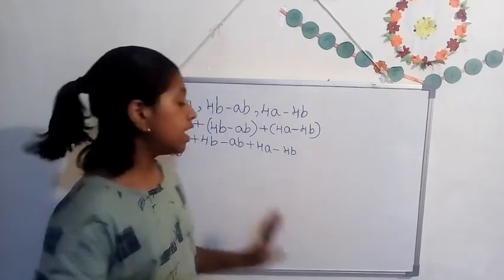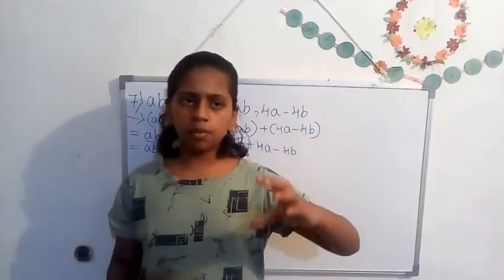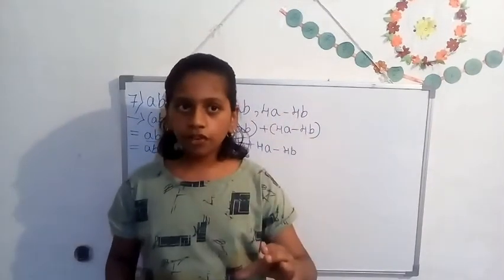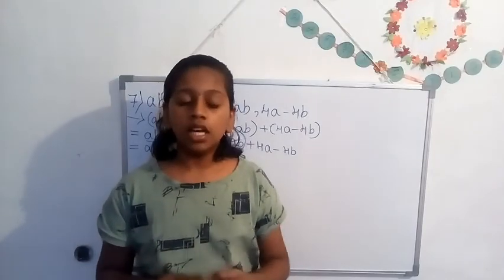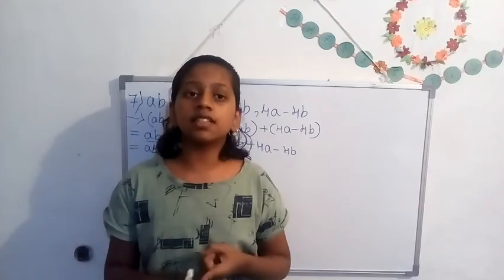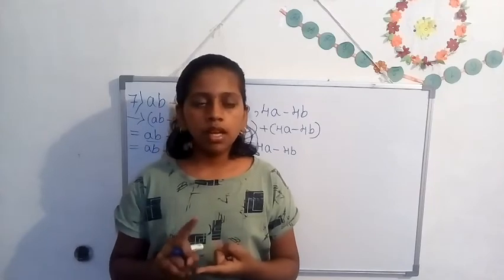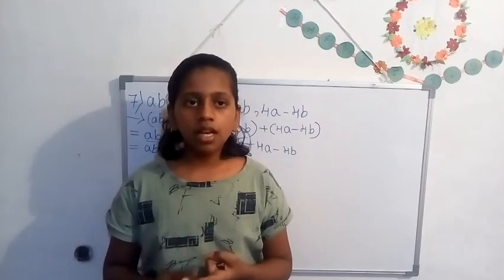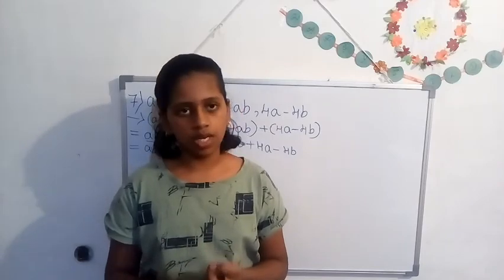No other terms. If any variable does not have a constant value, if only A is there, what is the value for it? 1. So if any variable has no constant, it is considered as 1. If minus A, it is minus 1, minus B, minus 1, and minus AB, it should be minus 1 only.